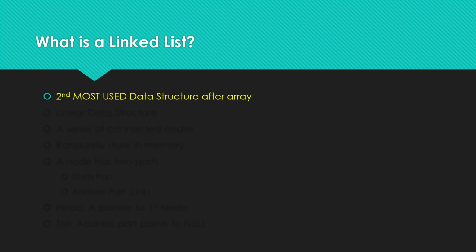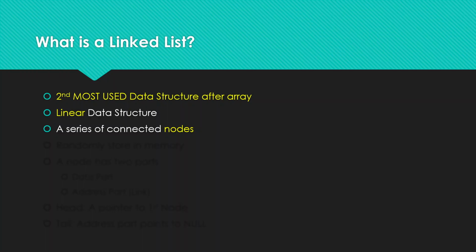So the linked list is number 2 in terms of popularity and usage. After arrays, the linked list is the most used data structure. It is a linear data structure, meaning that elements in the linked list are accessed sequentially from one element to the next, and so on and so forth.